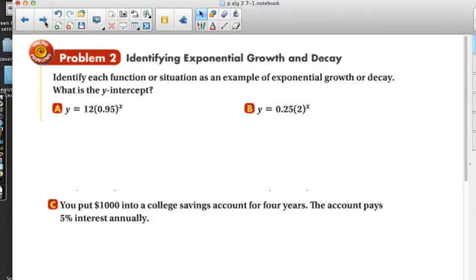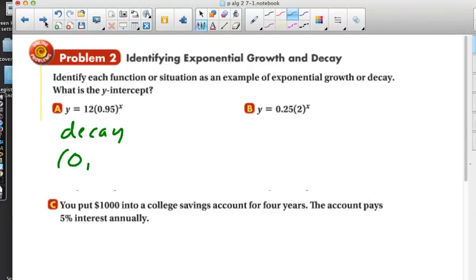So understanding all of that makes you an educated consumer, which is good. Identify each function or situation as an example of exponential growth or decay, and then give the y-intercept. So take a look at A, and look at what's being raised to the power. Is this one growth or decay? This one's decay, because this is less than 1 for 100%. And what is the y-intercept? It's always A. So what's A? 12. There it is. Take a look at B. Growth or decay? Growth. A is 0.25.